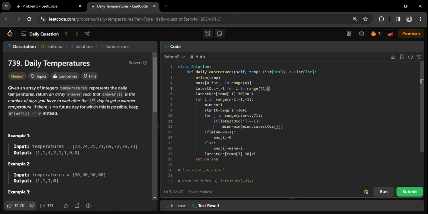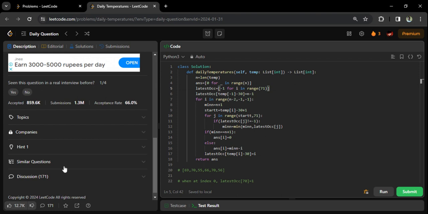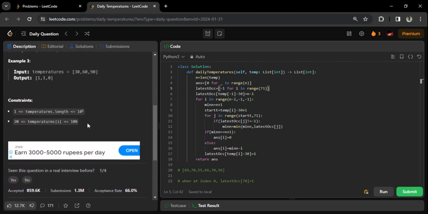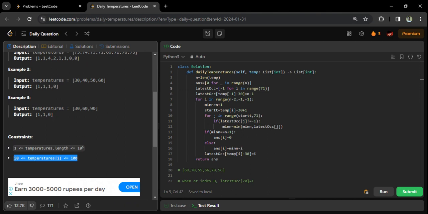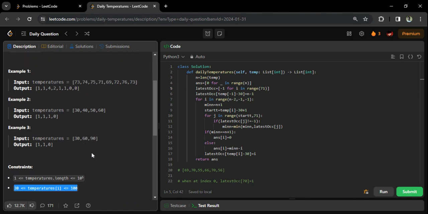I hope you understood this. The idea here is very simple. We try to utilize the fact that this can be cached. We can cache which temperatures appeared towards the right of the current temperature and their latest location. I can cache them. That's why I'm creating an array like this. I'm caching the results here and then I am searching it.